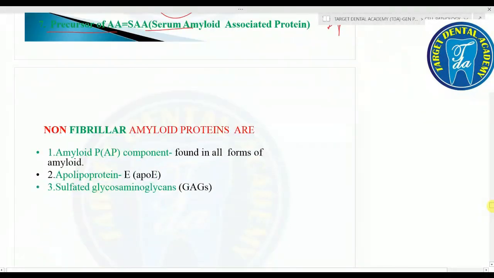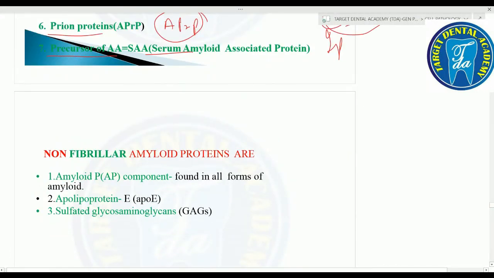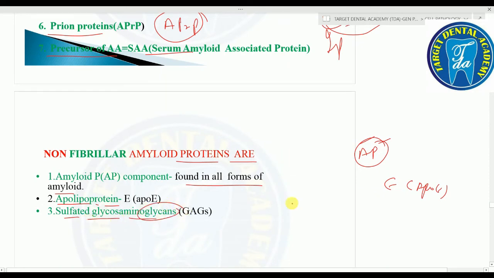Coming on to the non-fibrillar or afibrillar proteins. The non-fibrillar amyloid proteins are the AP, which means amyloid protein component, which is found in all forms of amyloid; the apolipoprotein E, or ApoE; and the sulfated glycosaminoglycans, which are GAGs. These three are the non-fibrillar amyloid proteins.